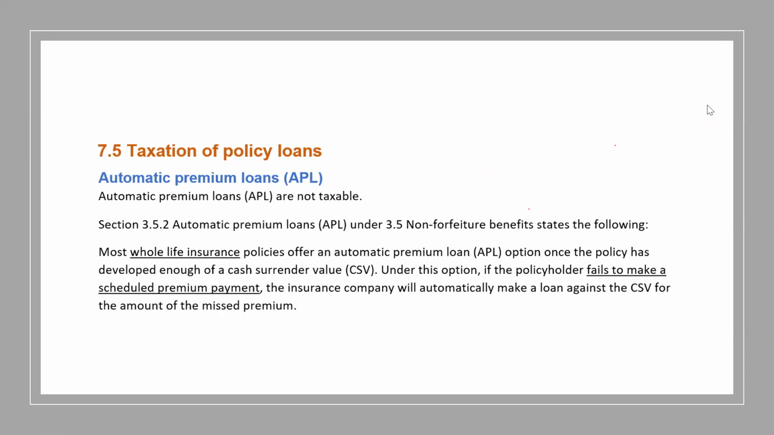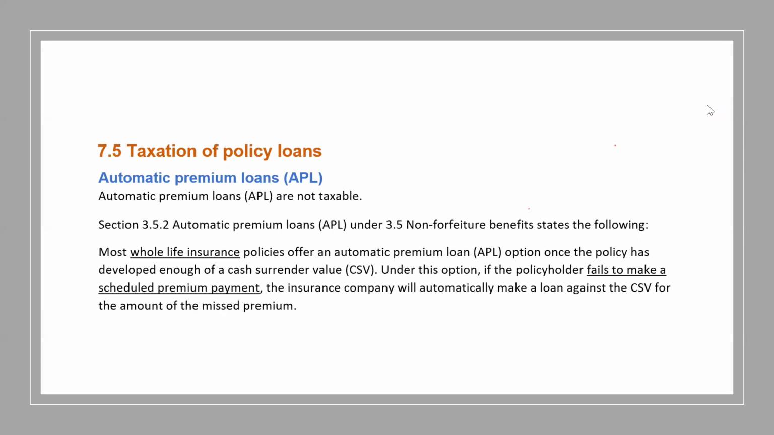The first type of loan is called automatic premium loans. And remember, this type of loan is unique to whole life insurance. No other types of life insurance have this type of loan. All right, so just remember that it's only available to whole life insurance.